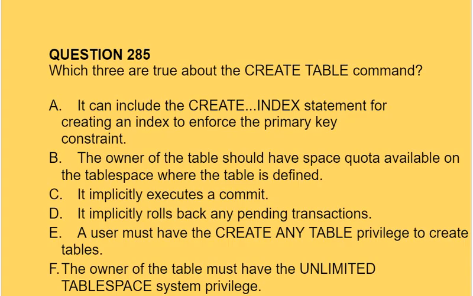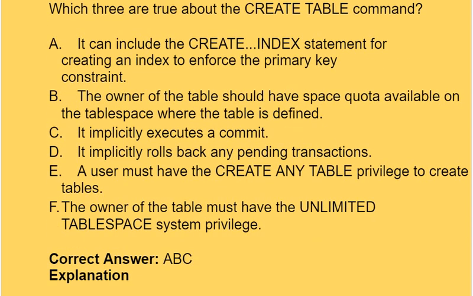Option D: it implicitly rolls back pending transactions. Option E: a user must have the CREATE ANY TABLE privilege to create tables. Option F: the owner of the table must have the UNLIMITED TABLESPACE system privilege. Correct answer is option A, B, and option C.